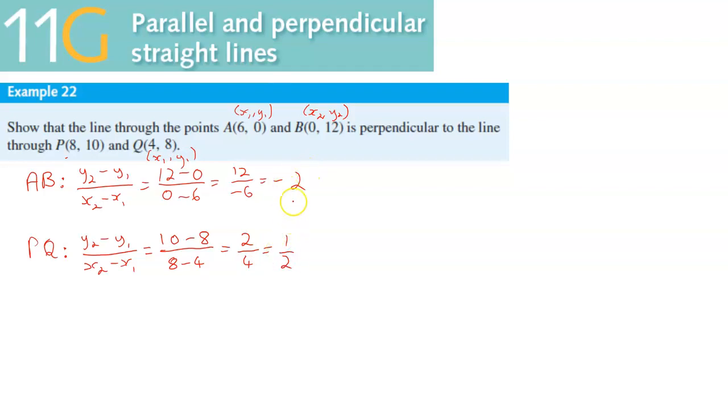Now I need to multiply these together. So -2 multiplied by 1/2 equals -1. So I've shown that the line segment AB is perpendicular to PQ. And I can say, I didn't do this before, so AB perpendicular, so I do like an upside down T and an R, perpendicular to PQ.